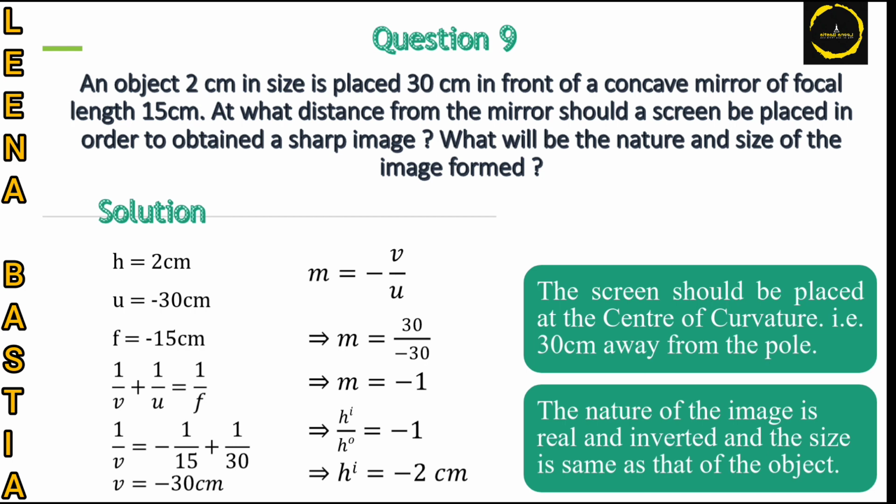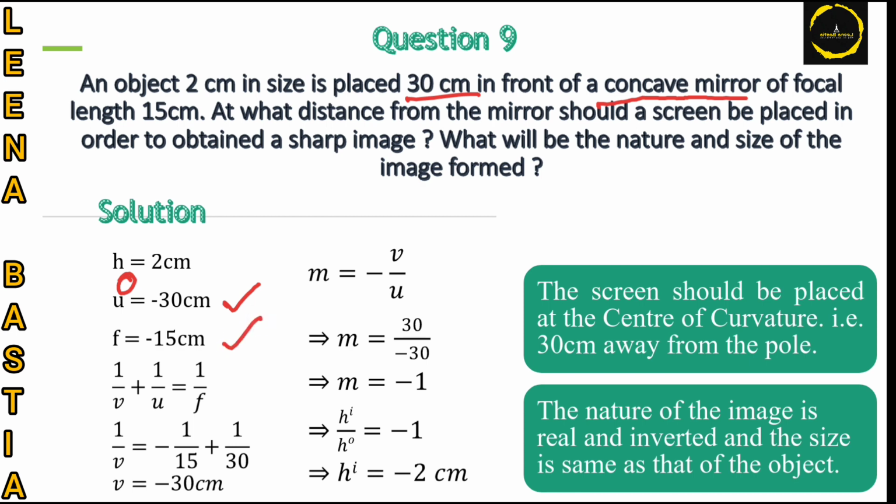Now here again, the size is what? The size of the object, that is the HO. HO is 2 centimeter. U is given. It is a concave mirror, so whatever it will be, it is always minus. So you have to write minus 30. Focal length is given 15 centimeter. Because it is a concave mirror, it will be minus.